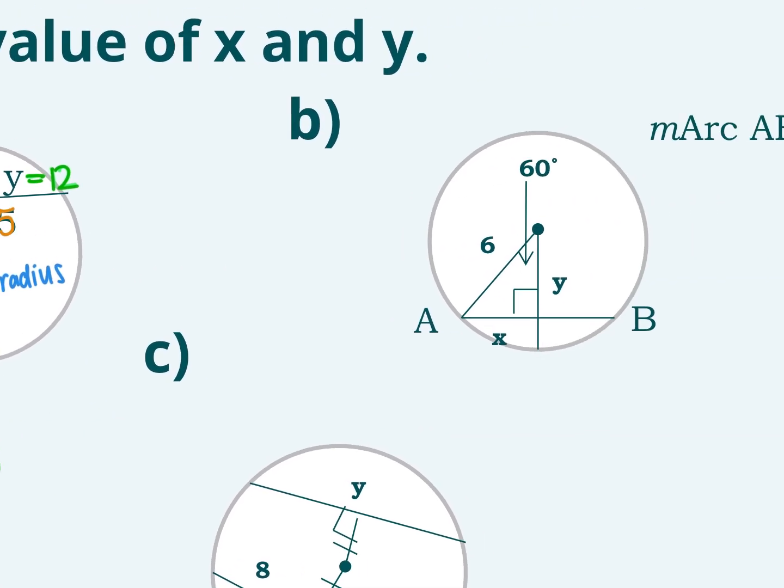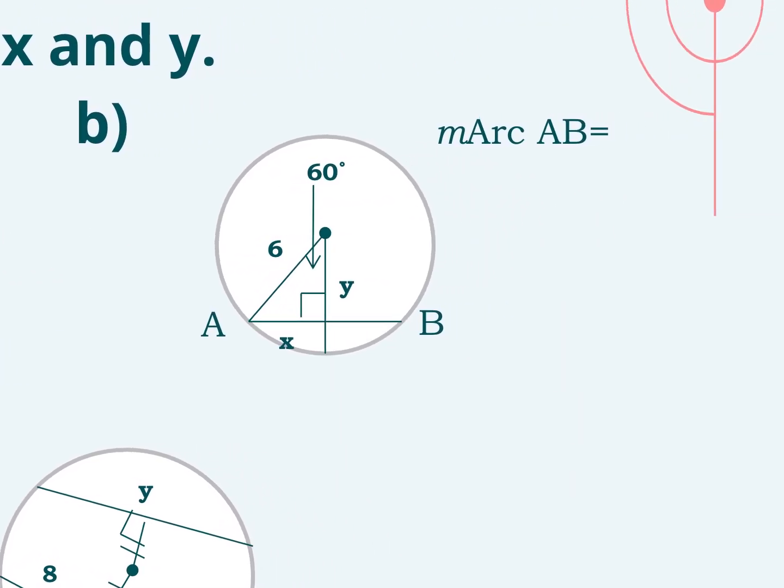All right, looking at B, here's my triangle. This angle right here is 60 degrees. So what kind of triangle is this? This is good. This is a 30, 60, 90 triangle. This is a special right triangle. So I'm just going to go ahead and redraw this. We need to solve for x and y. And then it also asks, find the measure of arc AB.